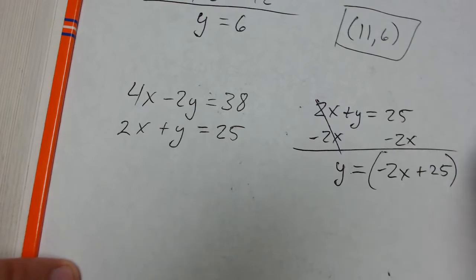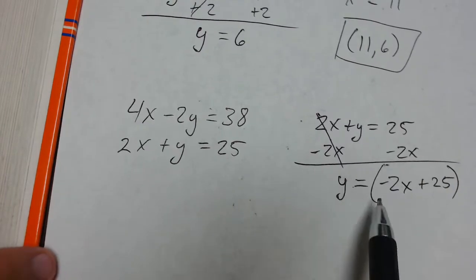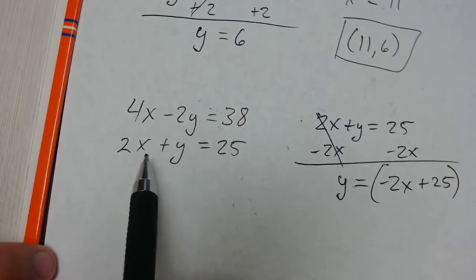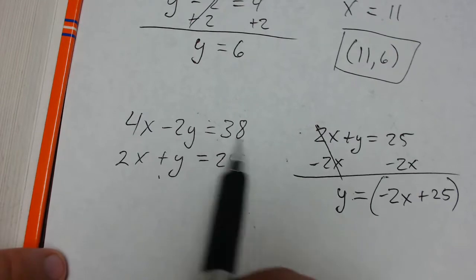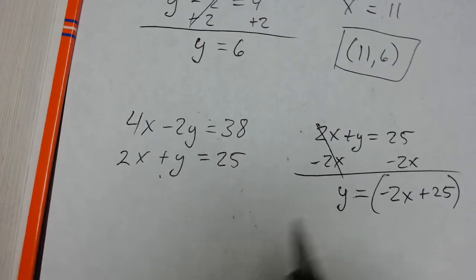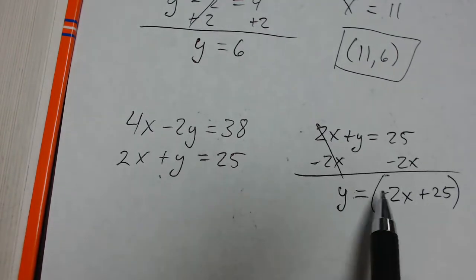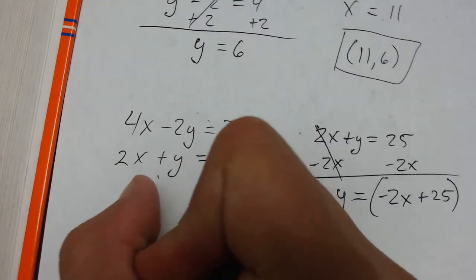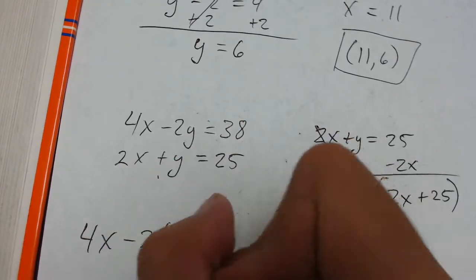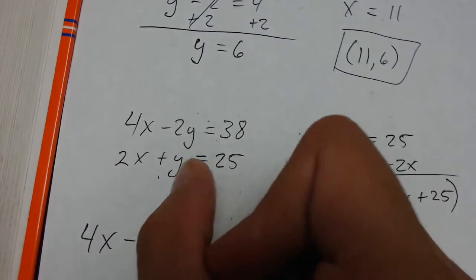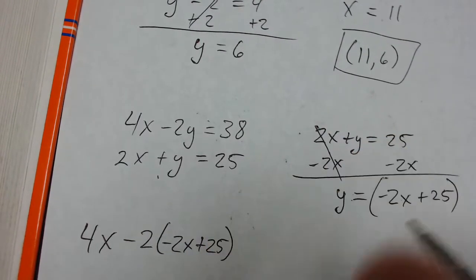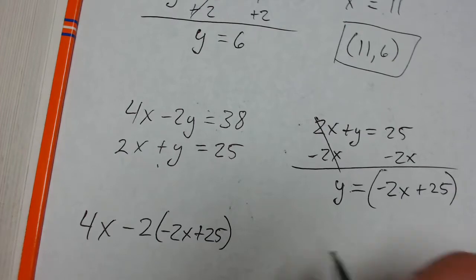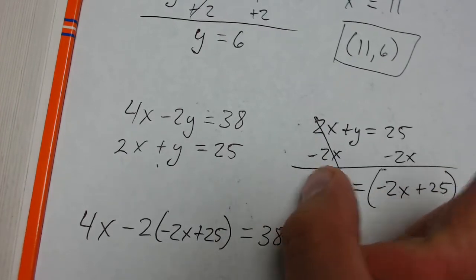Now I've got a value that I can substitute. So I'm going to go into the top equation, because remember, I can't plug it back into this equation. If I do, then I'm just going to end up with a 0, or it'll give me all kinds of weird problems. So I take this, I plug it into the top equation. So I'll rewrite the top equation, and when I get to y, I'll write that instead. So I have 4x minus 2 times y, written as negative 2x plus 25. So I substitute that for y, and then that's going to equal 38.